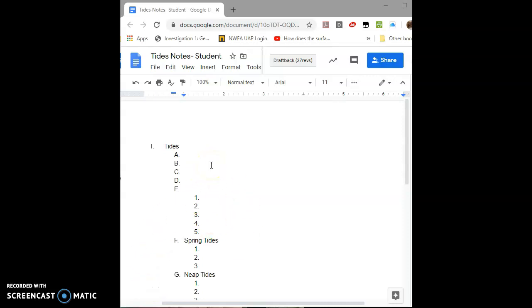Okay, and so for the notes for tides, you have this outline. The first thing we typically want to do with any new term is define it. So a tide is the daily rise and fall of Earth's waters on its coastlines. And I'm getting most of this information from your Earth's Waters book, just so you know where it's coming from.